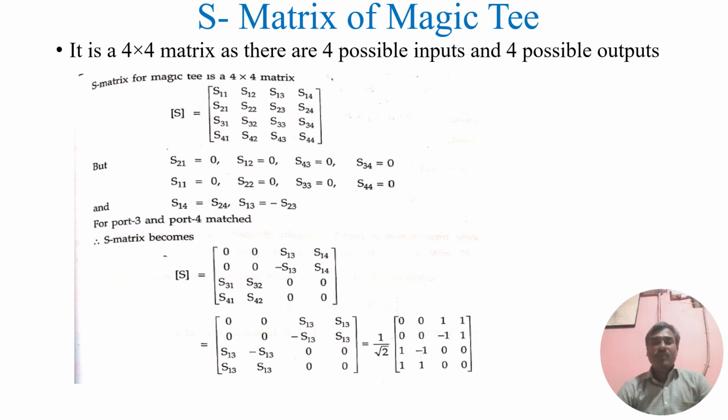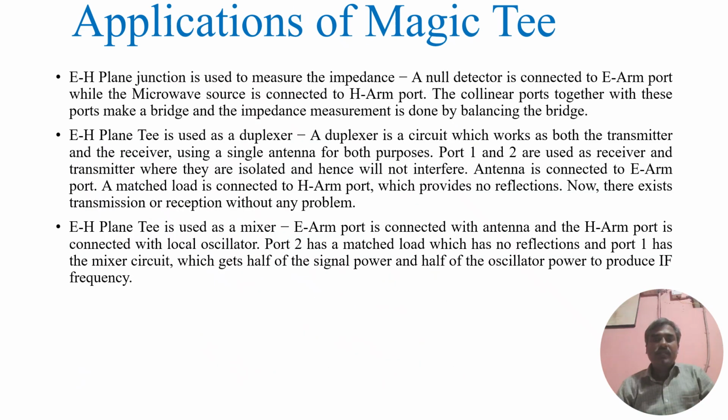The three important applications of magic T are: it is mainly used in impedance measurement, and also used as a duplexer and as a mixer. In the impedance measurement circuit, a null detector is connected to the E port and a microwave signal source is connected to the H port. The collinear ports together with the secondary ports act as the four arms of the bridge, and impedance measurement can be done by balancing the bridge.